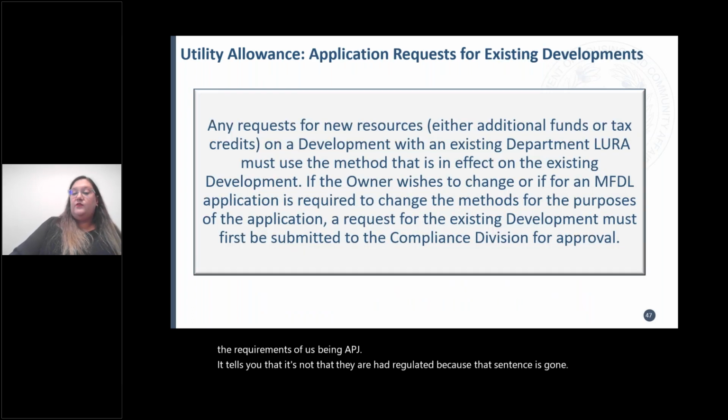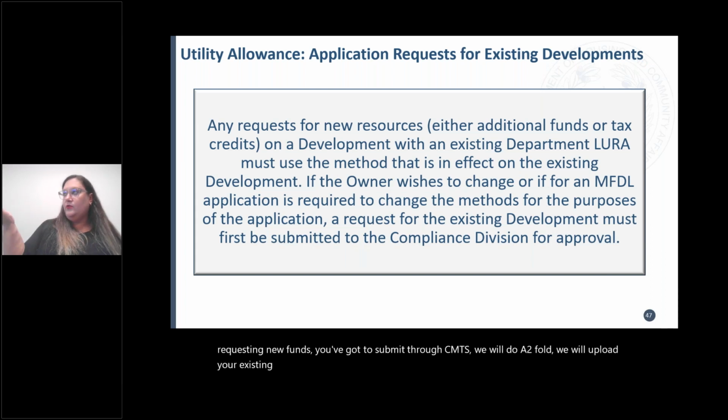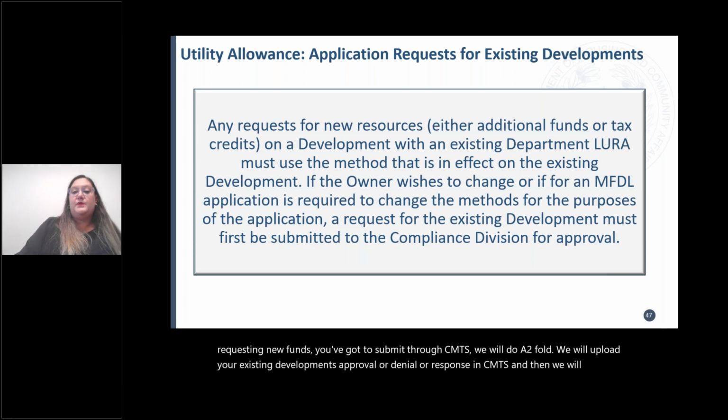And then here's the statement that if you've got existing funds on a property and you're requesting new funds, you've got to submit through CMTS. We will do a twofold. We will upload your existing development's approval or denial or response in CMTS. And then we will do the application one through the application inbox.